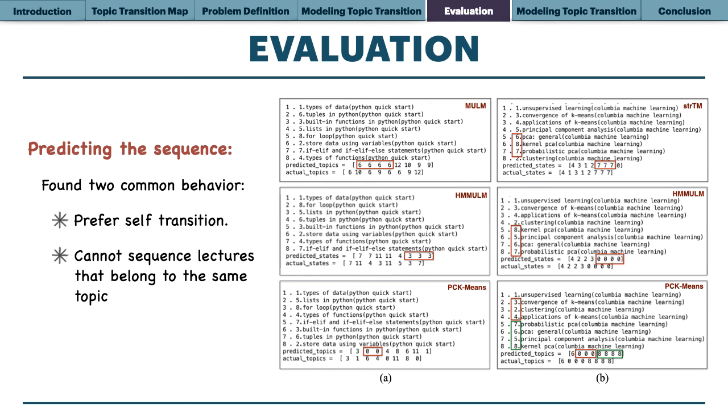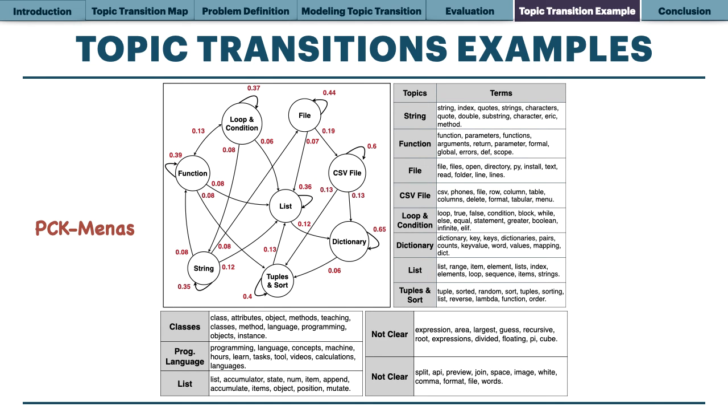So in addition to quantitatively comparing the methods, we try to qualitatively evaluate the results by examining the generated sequence of each method. In general, we found two common behaviors shared by all methods. First, all methods prefer self-transition when they pick the next lecture in the sequence, and all methods cannot sequence lectures that belong to the same topic. We also extracted some examples of the topic transition maps. We show examples from the Python dataset.